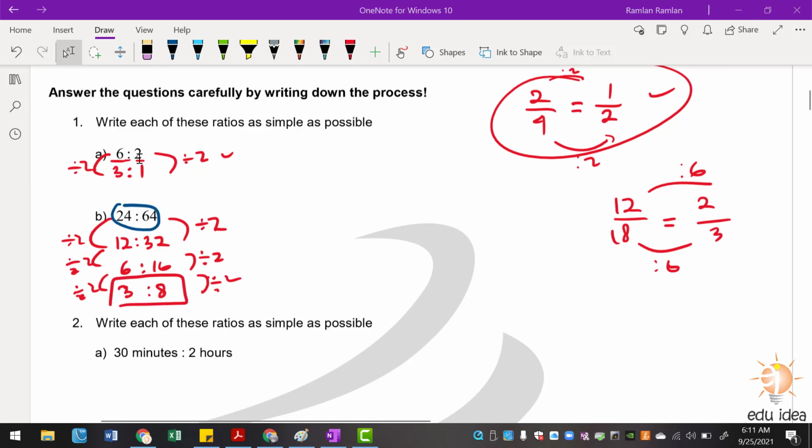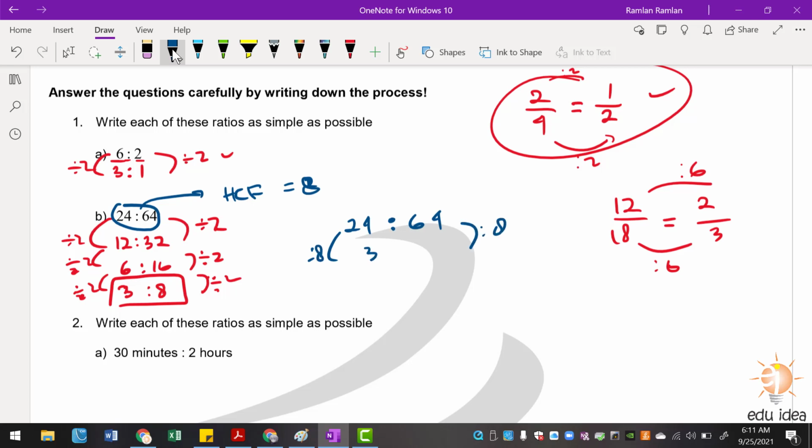Or you can find the highest common factor of these two numbers, 24 and 64. The highest common factor of 24 and 64 is equal to 8, right? So you can just go straight and divide both numbers by 8, like 24 to 64. Divide this by 8, you'll get 3. Divide this by 8, you'll get 8. So it's still the same answer.